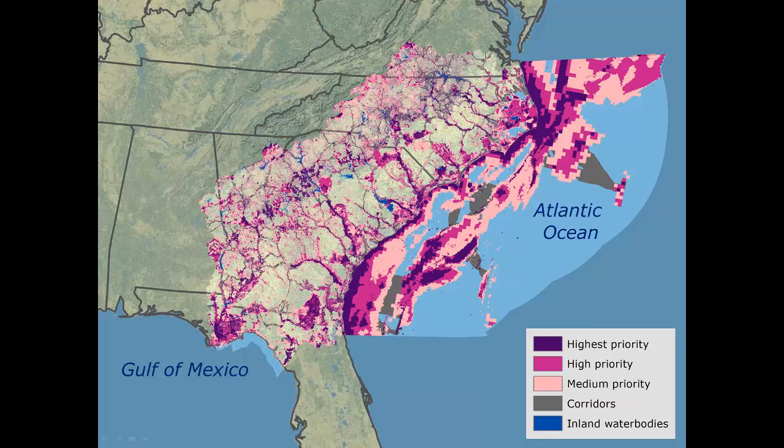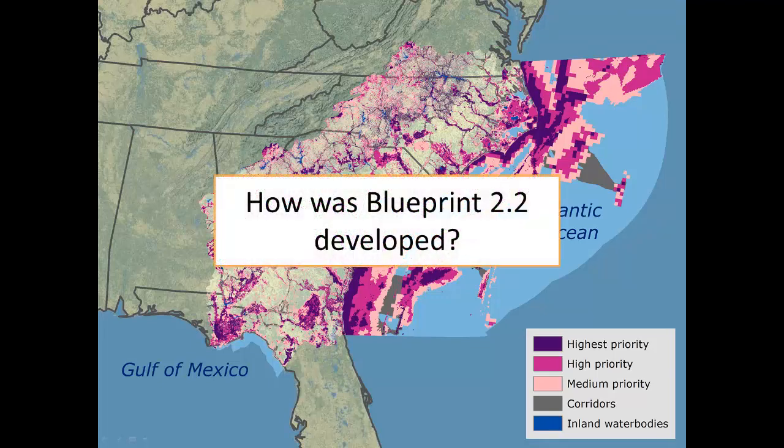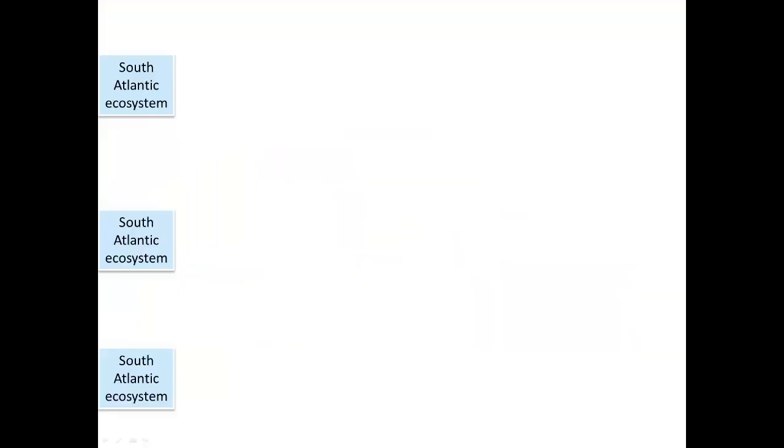South Atlantic Conservation Blueprint 2.2. How was it developed? Let's start with an overview. First, we divide the South Atlantic LCC region into ecosystems. This flowchart just shows 3 for simplicity, but there are 8 in total.